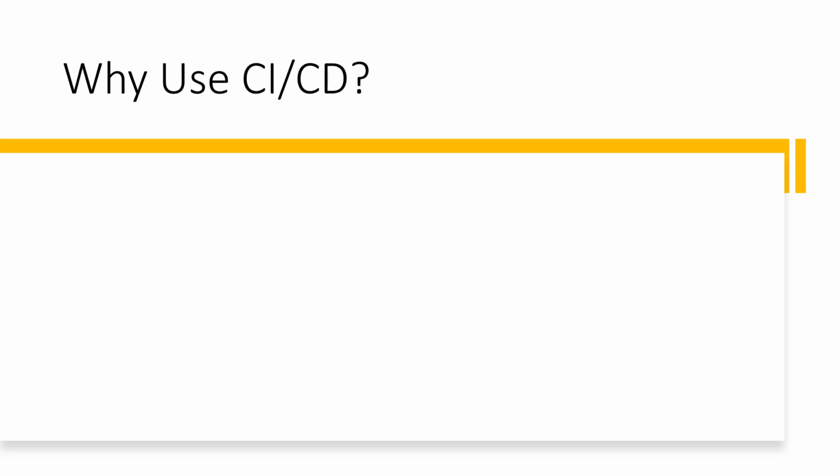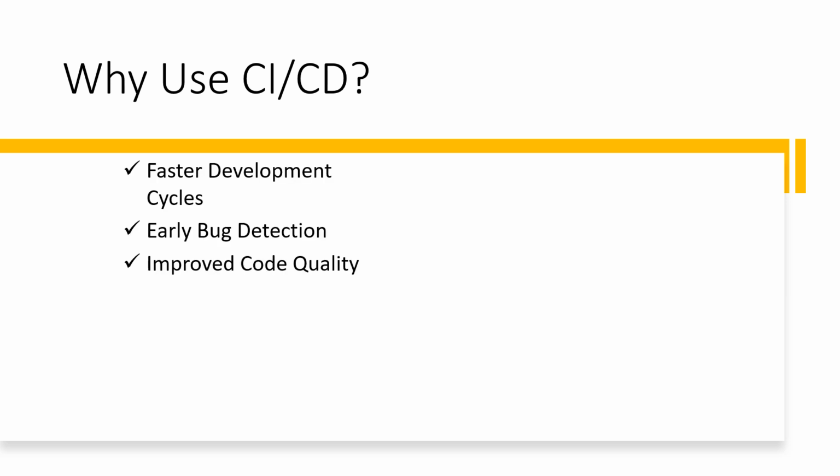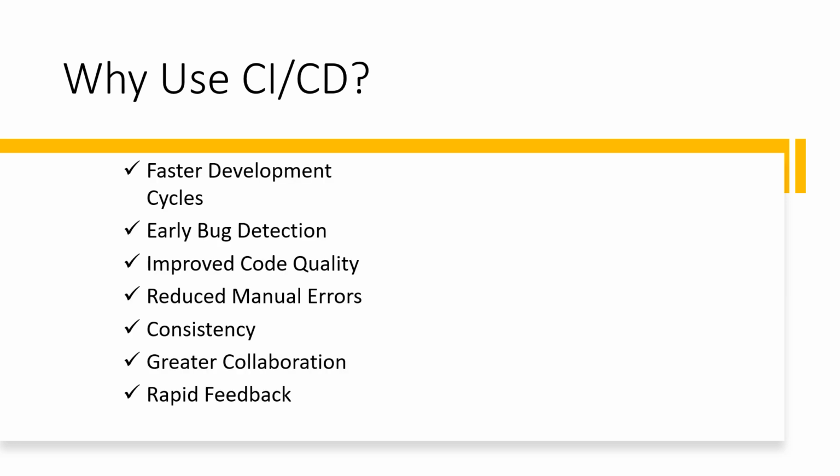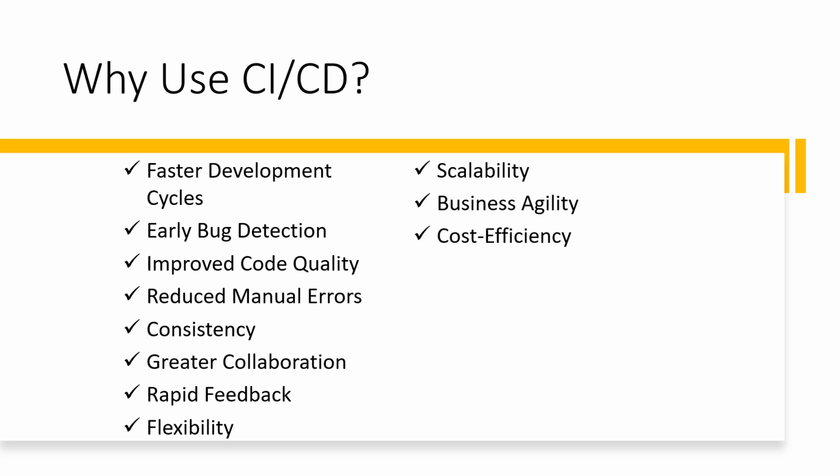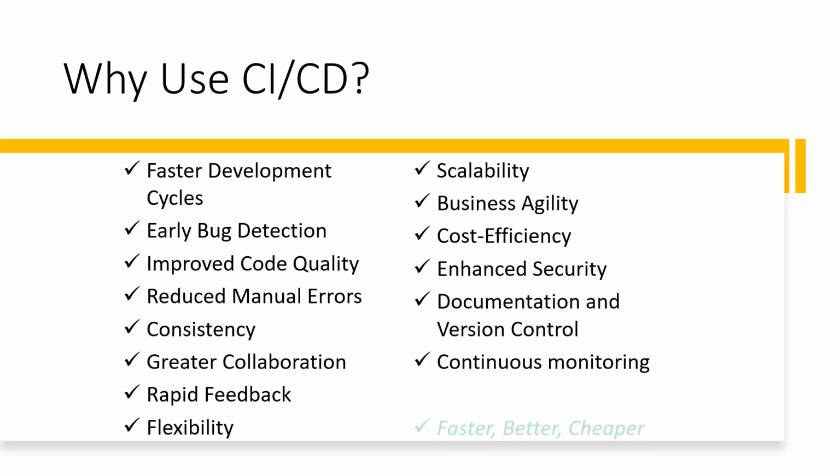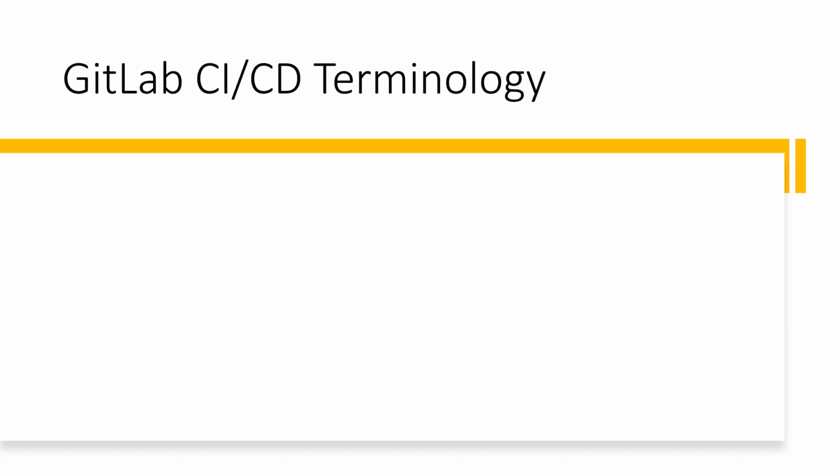So why use CI/CD? What are the benefits? Some of the key advantages are listed here. What it comes down to, though, is engineering software faster, better, and cheaper. We will be using GitLab to demonstrate a CI/CD pipeline. To start, it is helpful to understand some of the common terms used in GitLab CI/CD.